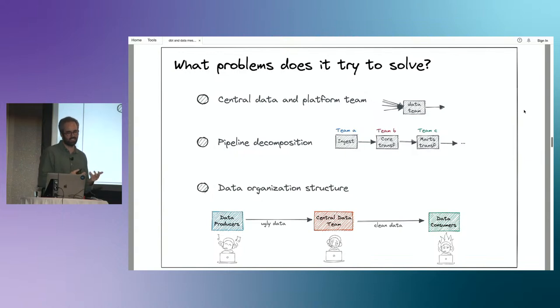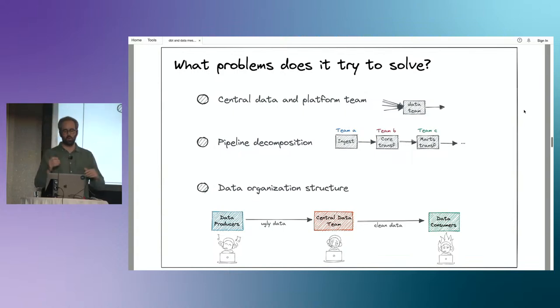But many of our clients do not have this sort of paradigm, right? They have their own applications. They have this really ugly data that they just dump into the platform, or this data is ingested into the platform. And there's this central data team trying to make sense of all this terribly ugly data, trying to clean it up, making it into a format that can be consumed by a data consumer, right?